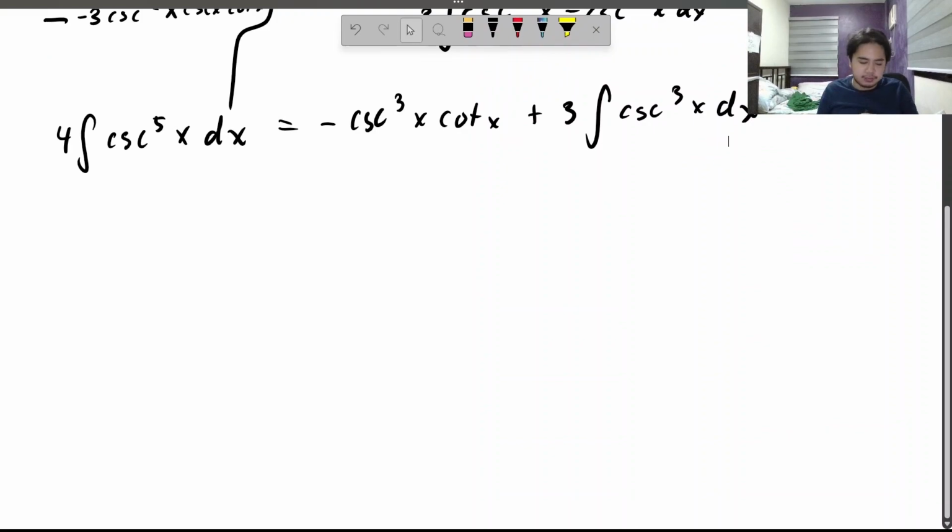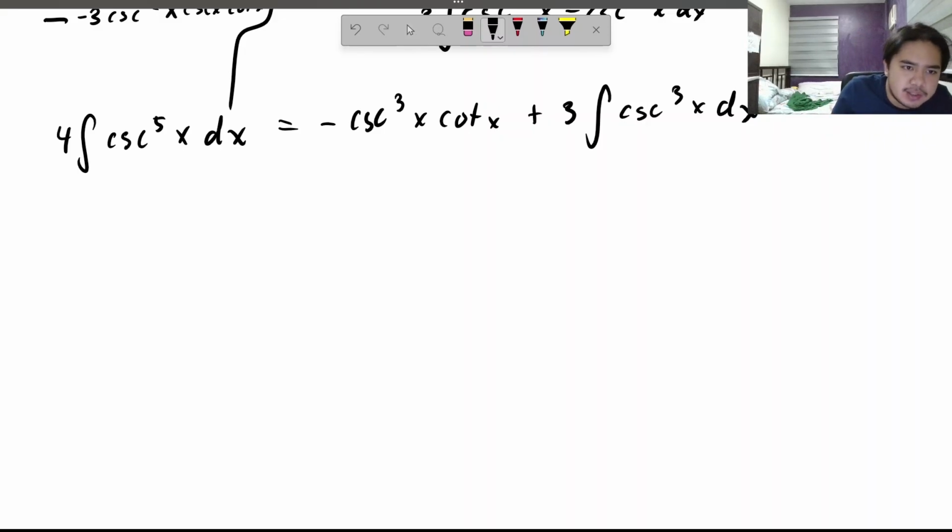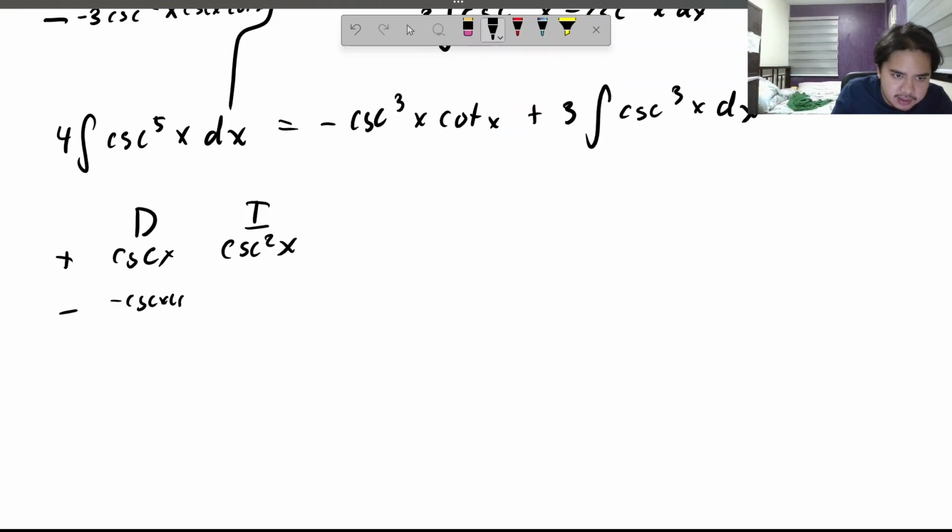But it goes like this. We do the same thing we did earlier, but this time with cosecant. So, DI again, we have to do it again. Alright? Be patient with me on this one. Okay, cosecant squared x here, and then the remaining cosecant here. Negative cosecant x cotangent x as the derivative, and the integral is negative cotangent x.